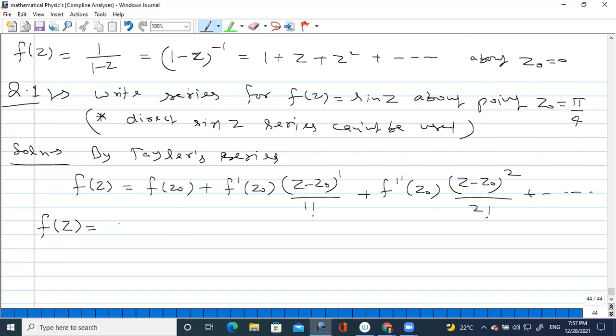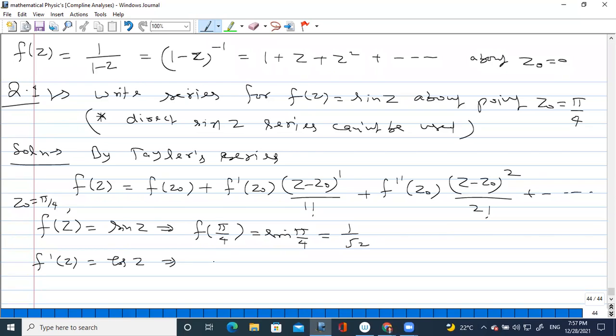f(z) is how much? Sin z. So z0 is already pi by 4. So f(pi by 4) is sin pi by 4, which is 1 by root 2. Now you find f dash z. f dash z will be cos z. In that you put z equal to pi by 4. So f dash pi by 4 will be cos pi by 4 and that is also 1 by root 2.